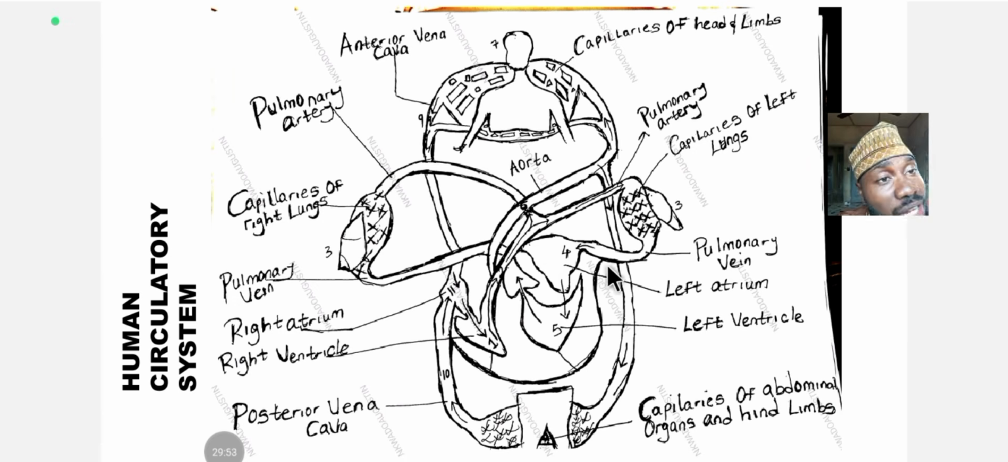The left atrium. Now the oxygenated blood that's now oxygenated by the lungs flows into what? Or drains into the left ventricle. All right. And as soon as it enters, the left ventricle contracts and the blood enters the what? The aorta. This is the aorta.